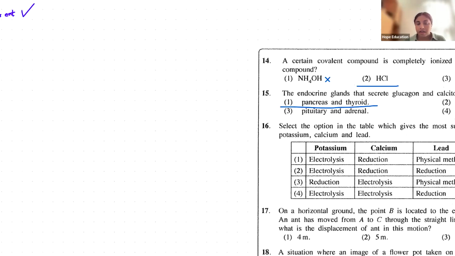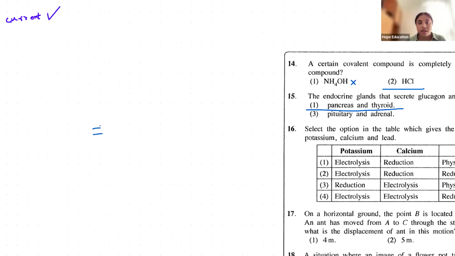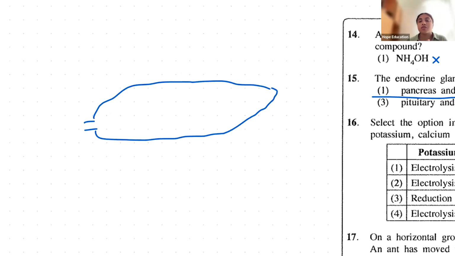Glucagon is secreted by the pancreas. The pancreas lies near the duodenum, like a little leaf-like structure. In the pancreas, where exactly is glucagon secreted?